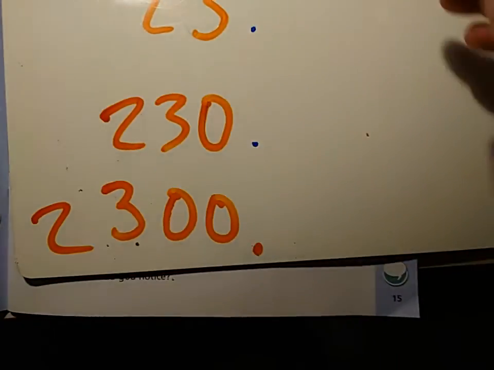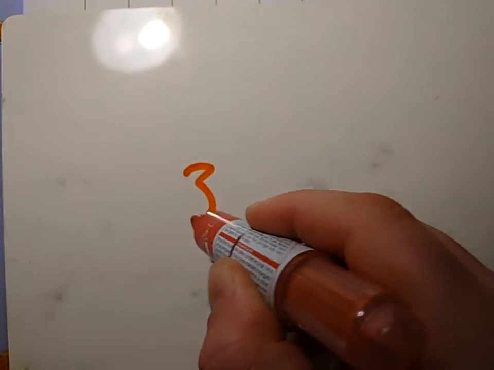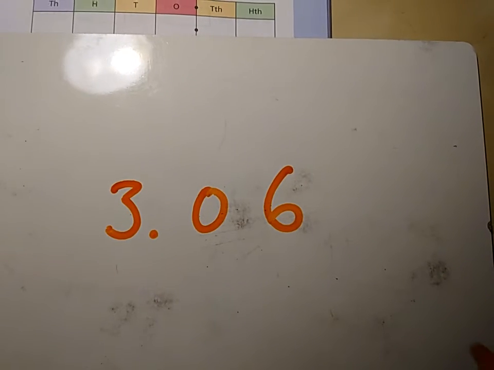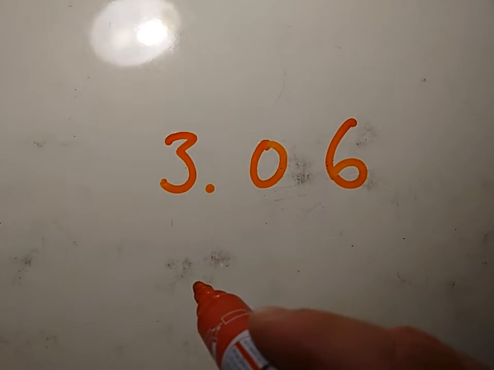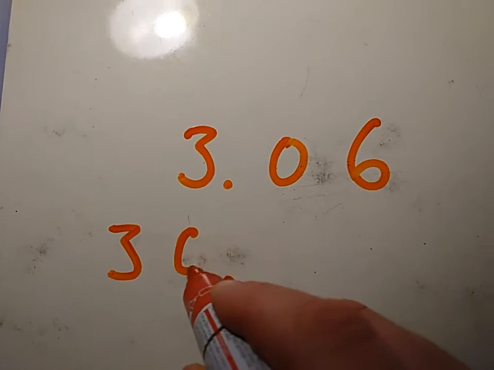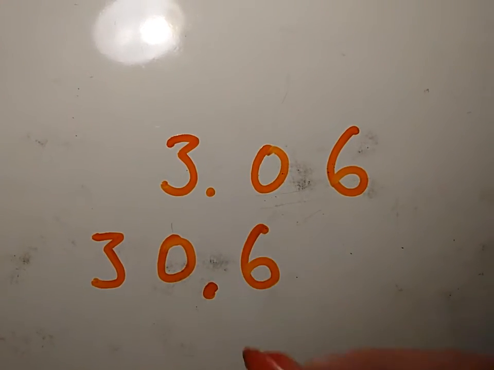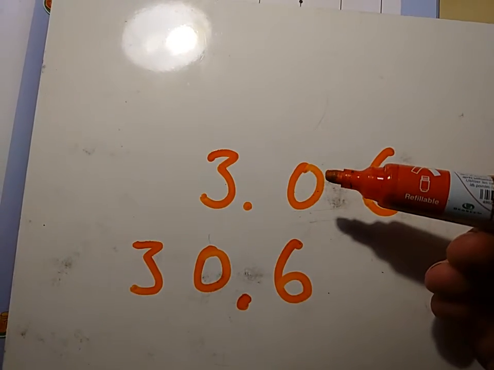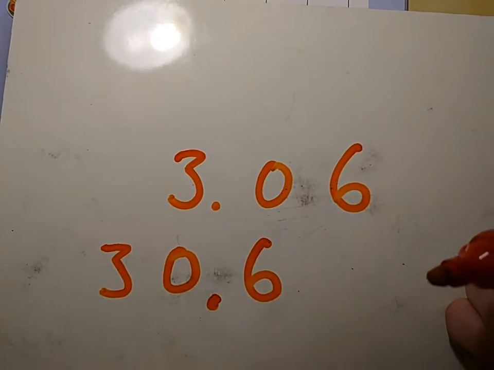It gets slightly trickier sometimes, when you have a number like 3.06, just remember that the 0 you need to move as well. So if I times that by 10, I move the 3 across the left once, the 0 across the left once, and the 6 across the left once. So if there's a 0 in the middle, you still need to keep it in. Okay?